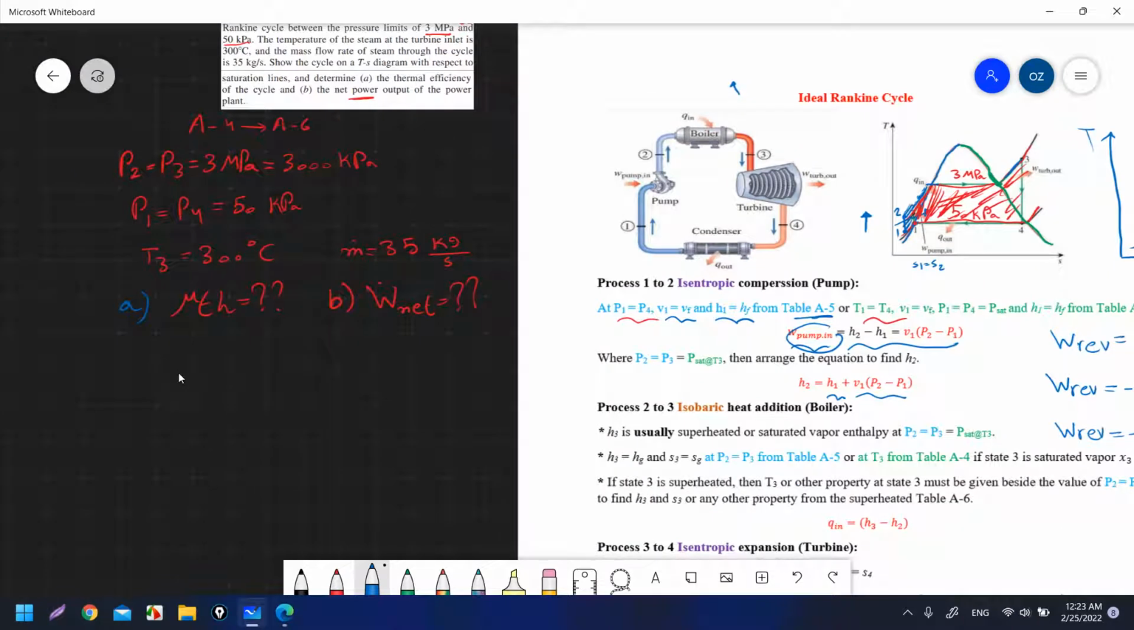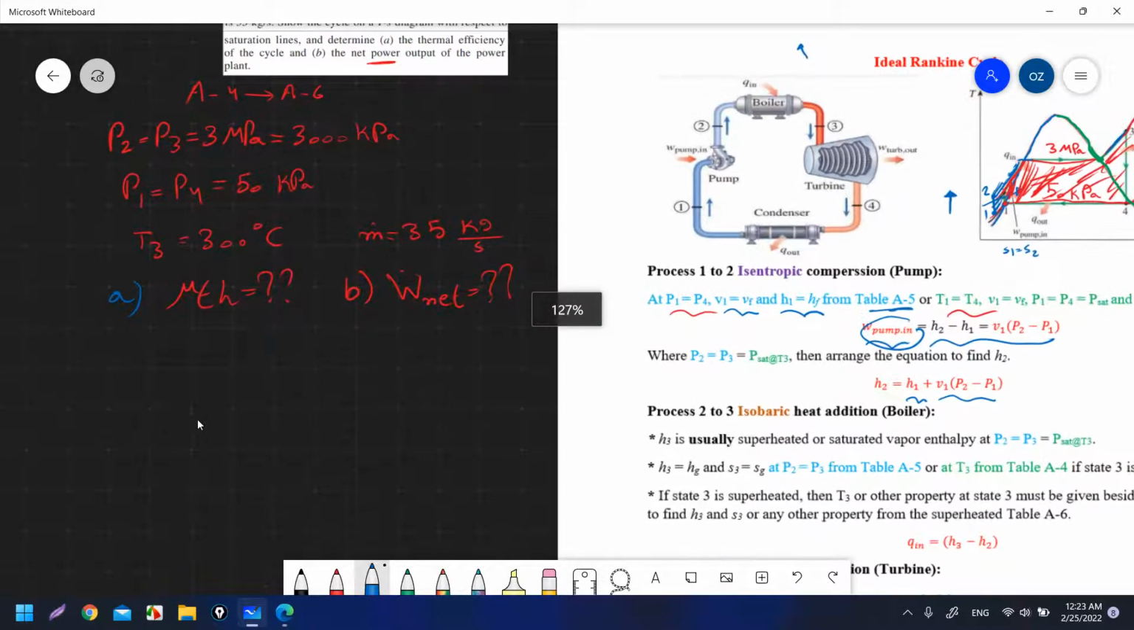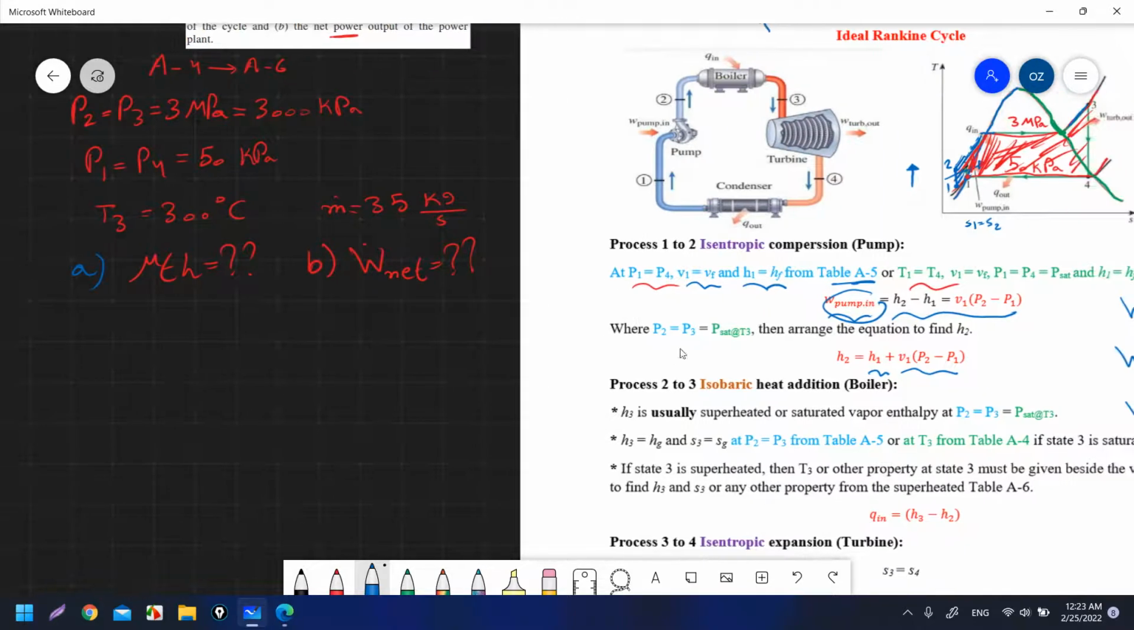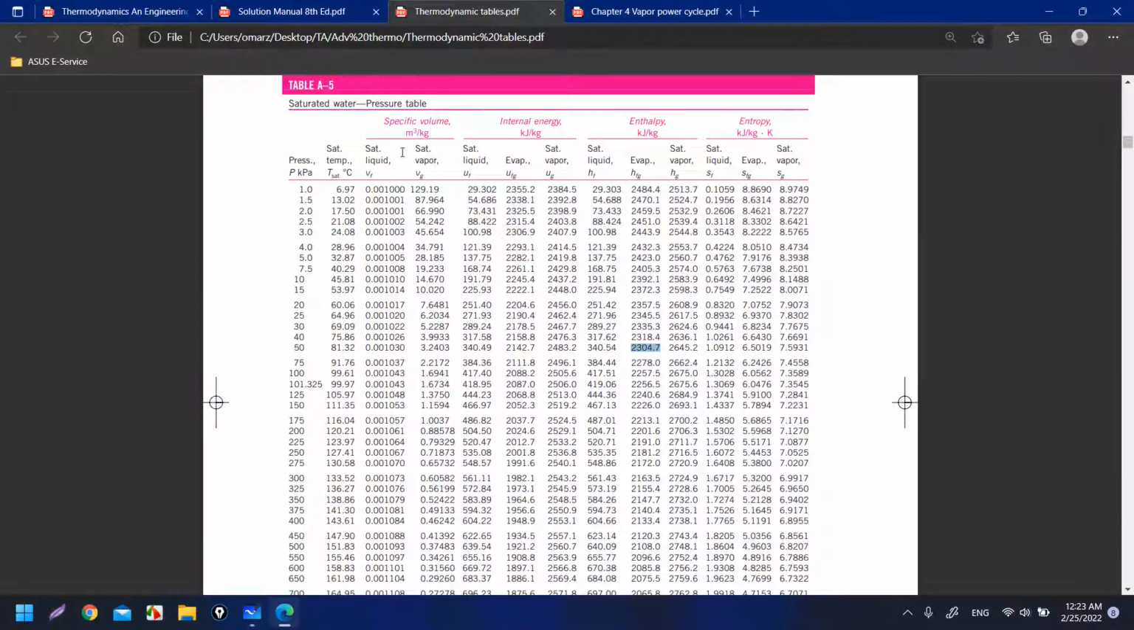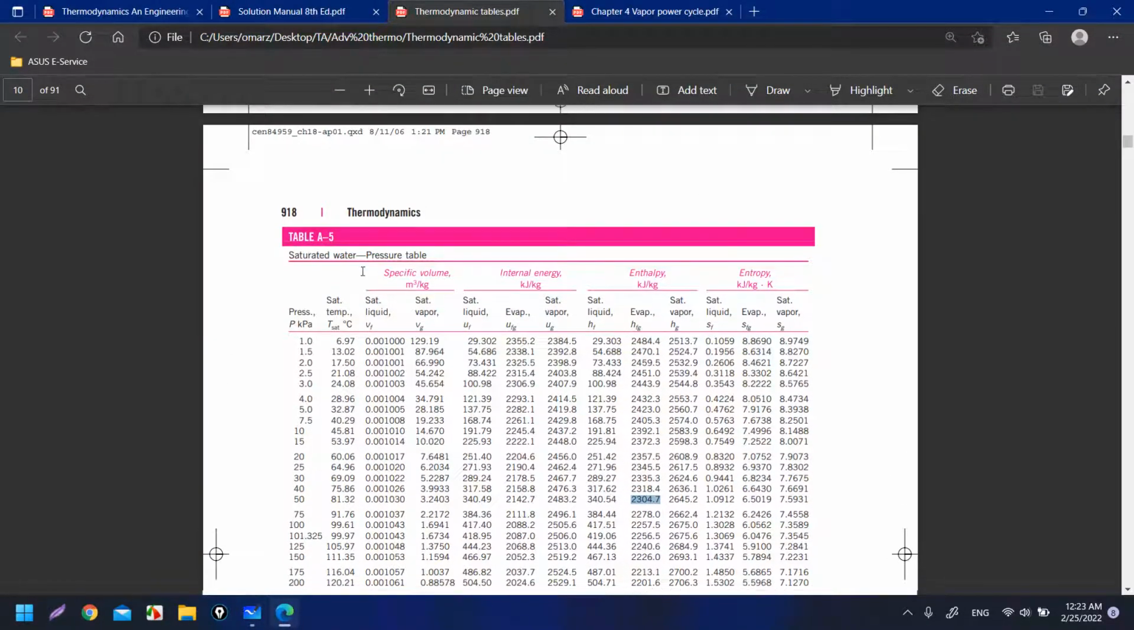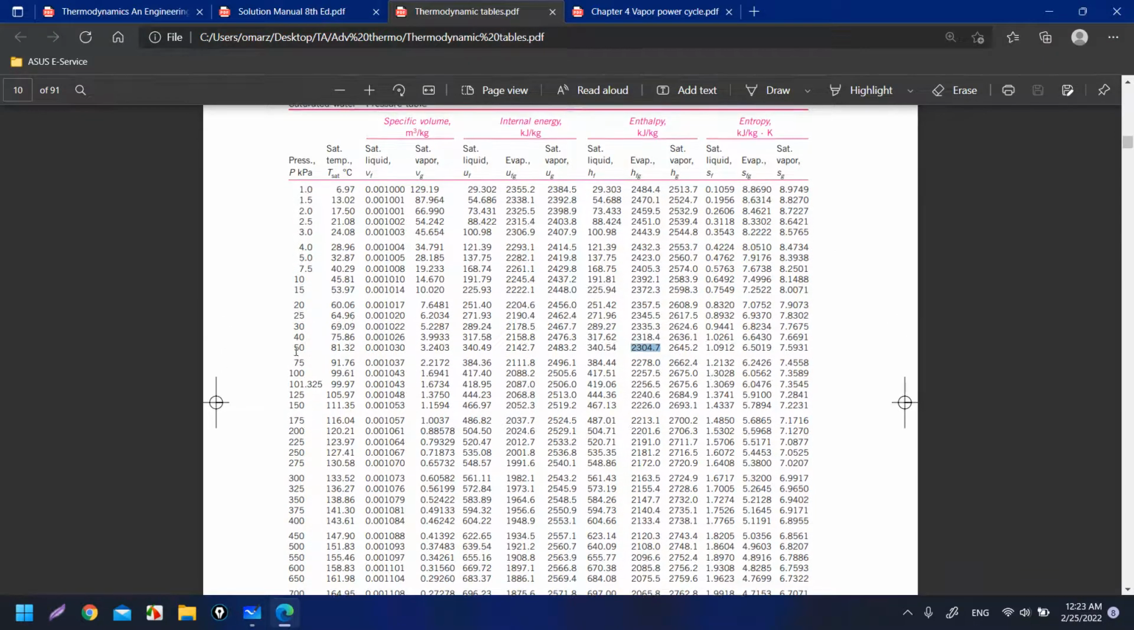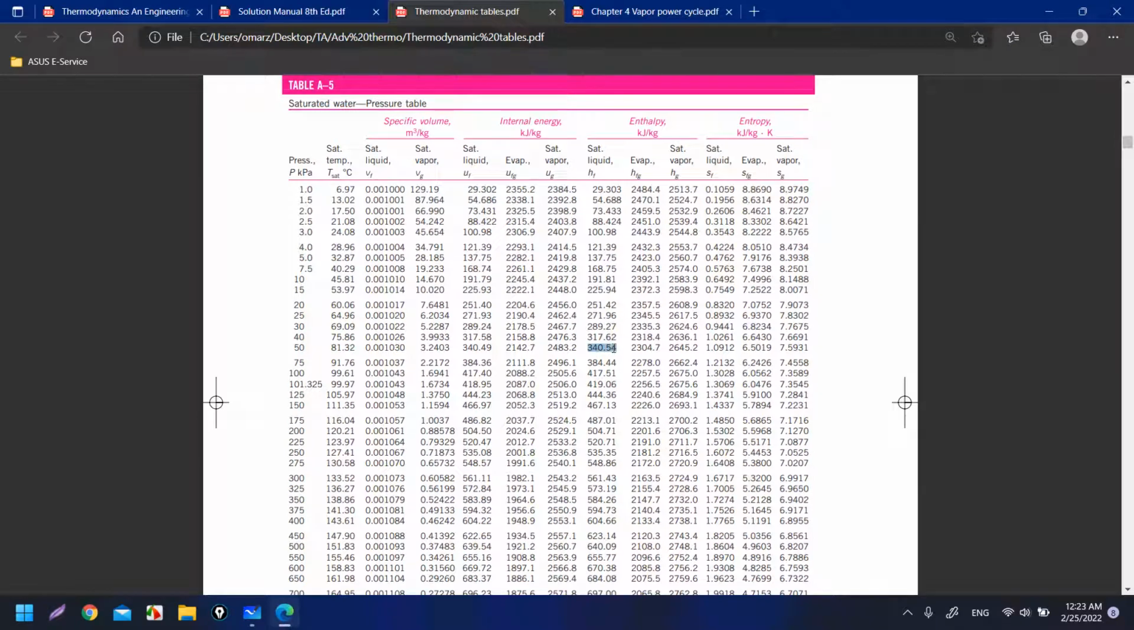So that is how we can get H2. So let's solve here. Let's go to the table and find V1 and H1, and then find H2. Then we will see how we can get H3 and H4. Okay, so let's go to the table at P1 equal to P4, which is the condenser pressure, 50 kilopascal. So I will go to table A5, the pressure table, 50 kilopascal, and I want to find V1. This one is V1, which is equal to Vf as the saturated liquid specific volume, and also H1 will equal to Hf.